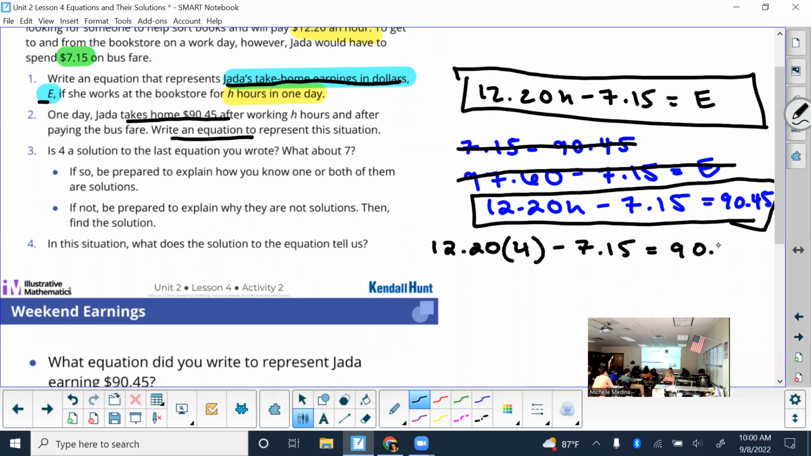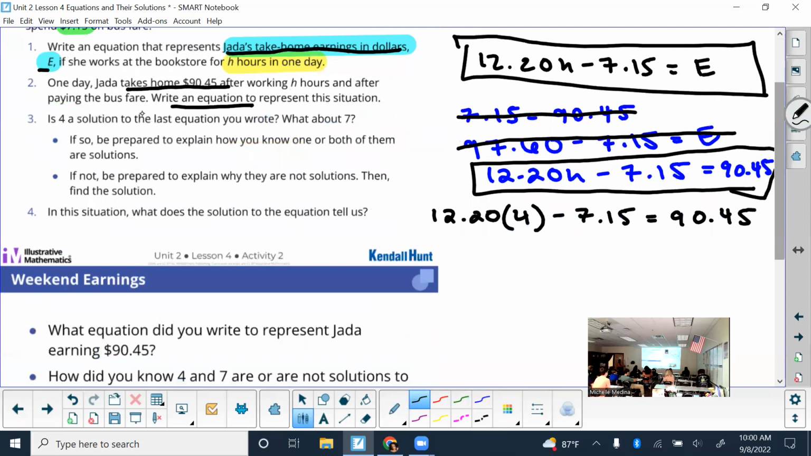So you plugged the 4 into the H, why? Why, Amari? Did you plug in the 4 into the H? So it asked if 4 was a solution. Solutions would be the value of the variable that makes the equation true. So enter that in your calculator. What'd you get?